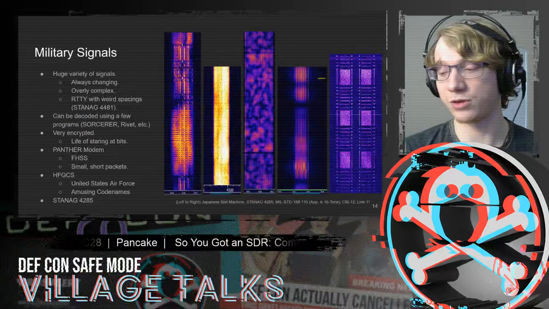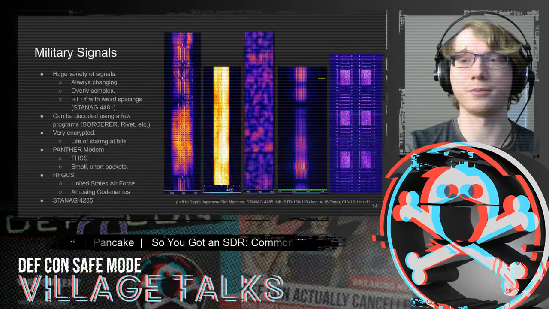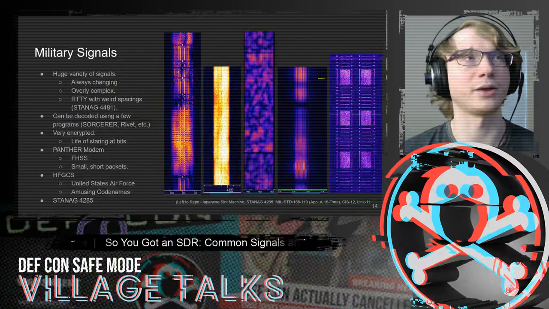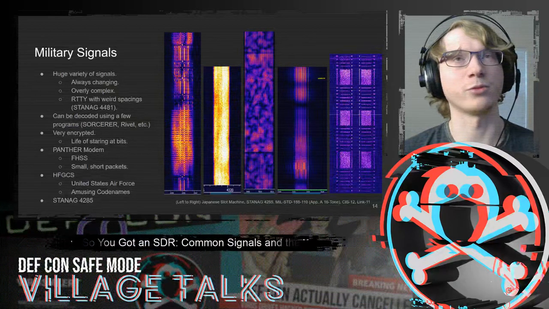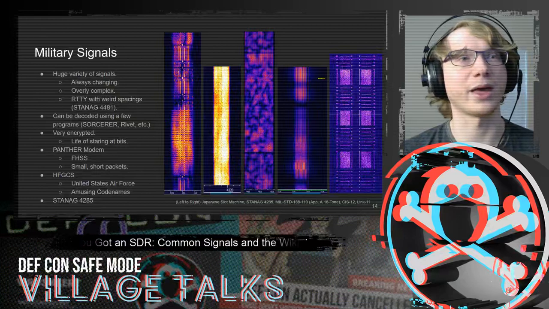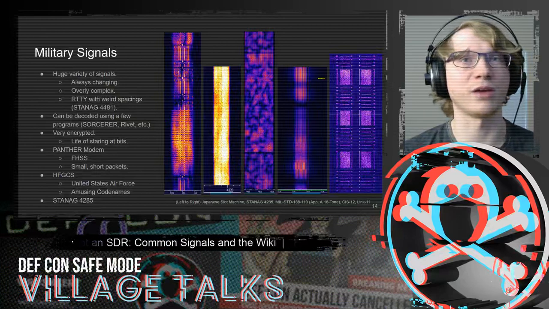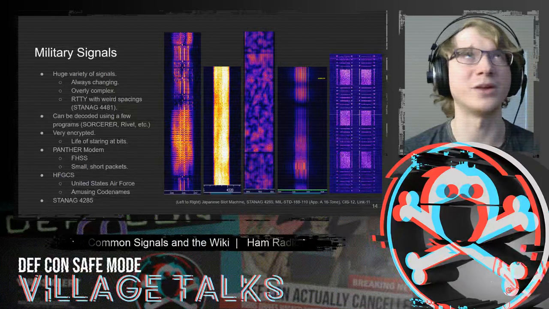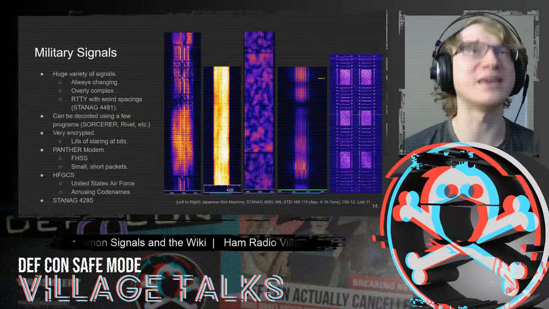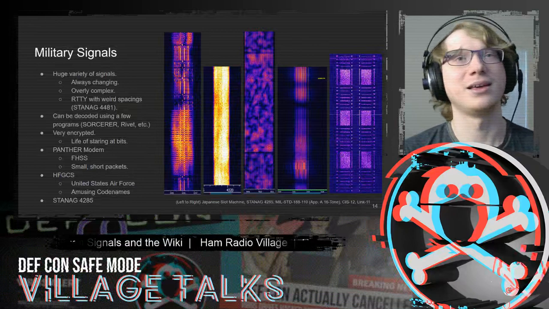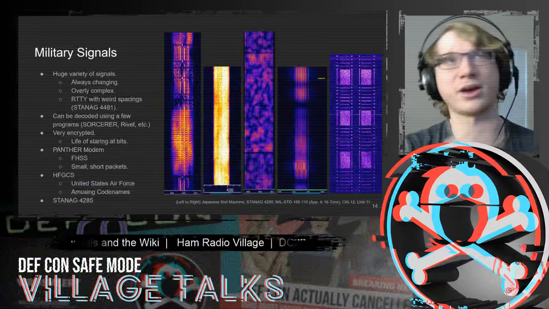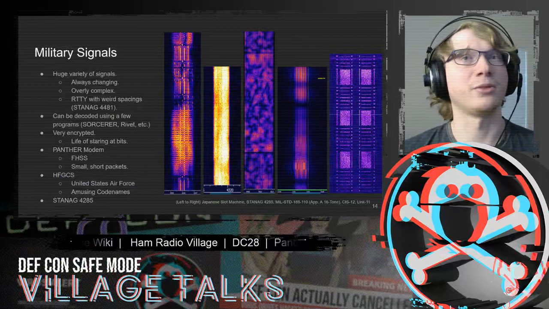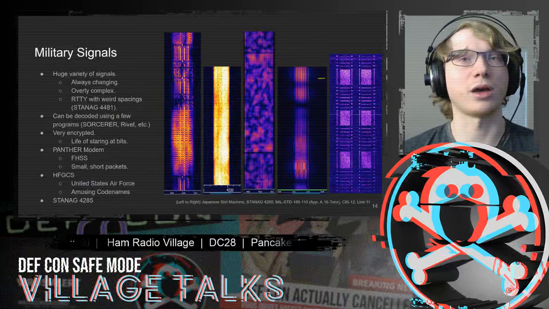There's also on HF a ton of different military signals, and there's a lot of them. Some of them are overly complex, like the Japanese slot machine on the left, or the MIL-STD-188-110 Appendix A 16-tone, which is in the middle. It's got weird diagonal stripes that show up. And they change these all of the time.